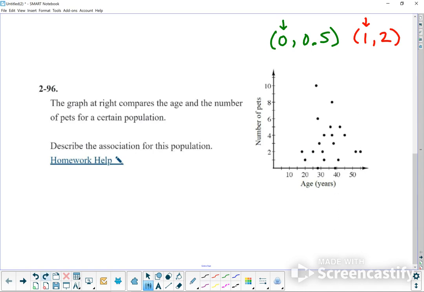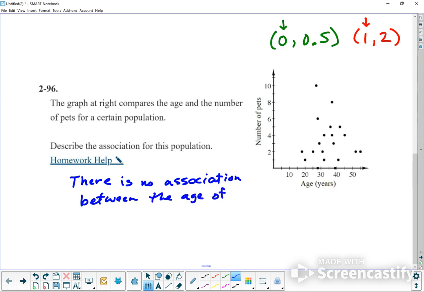Okay, so describe the association. Well, this one, if I had to say anything, I would say that there is no association between the age of the owner and the number of pets they own.